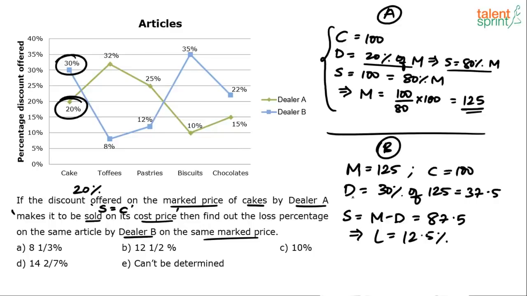the dealer A, 125, but the discount, this fellow gives 10% more discount. 10% more discount meaning 10% loss actually. That is 12.5. 10% of 125 is 12.5. Or just do this calculation. 30% of 125 is 37.5. Mark price minus discount, 37.5, gives me 87.5. Which means what I bought for 100 rupees, I am selling for 87.5 rupees. So how much am I losing? 12.5 rupees. 12.5 rupees for 100 rupees is 12.5%. Option B is the answer.